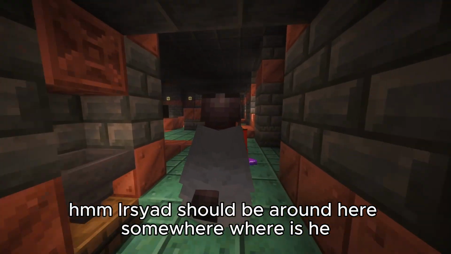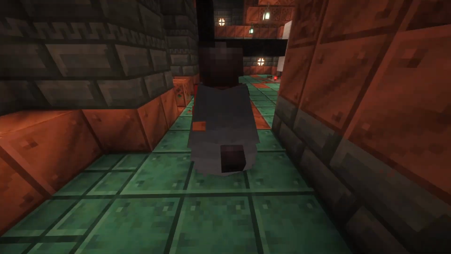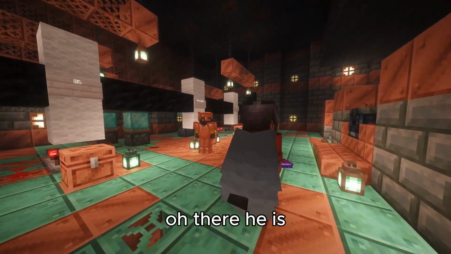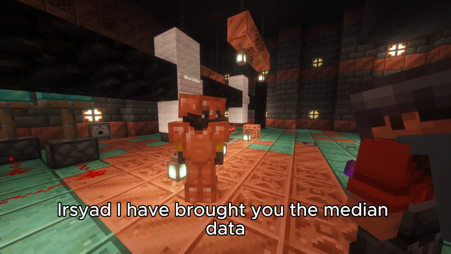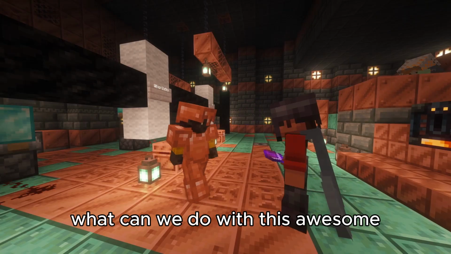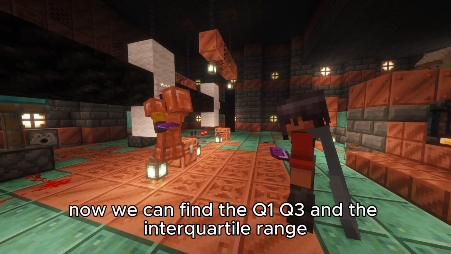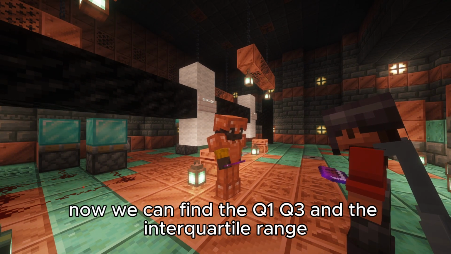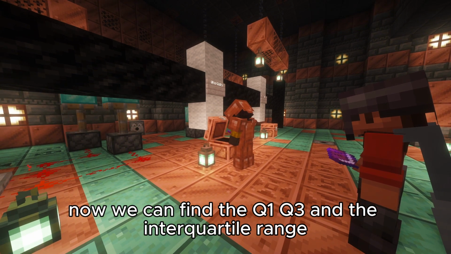Irshad should be around here somewhere. Where is he? Oh, there he is. Irshad, I have brought you the median data. What can we do with this? Awesome! Now we can find the Q1, Q3, and the interquartile range.